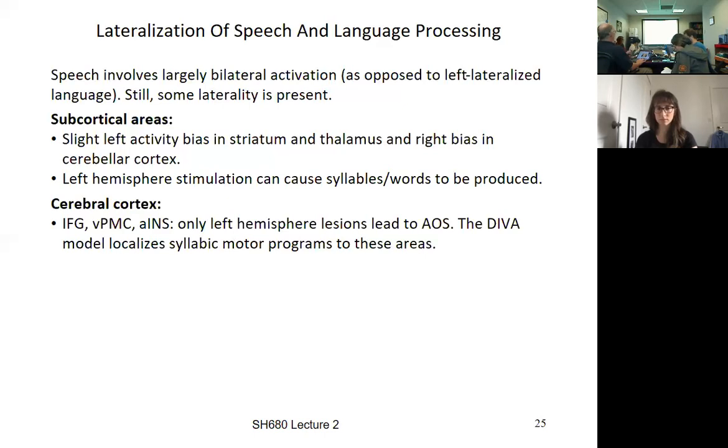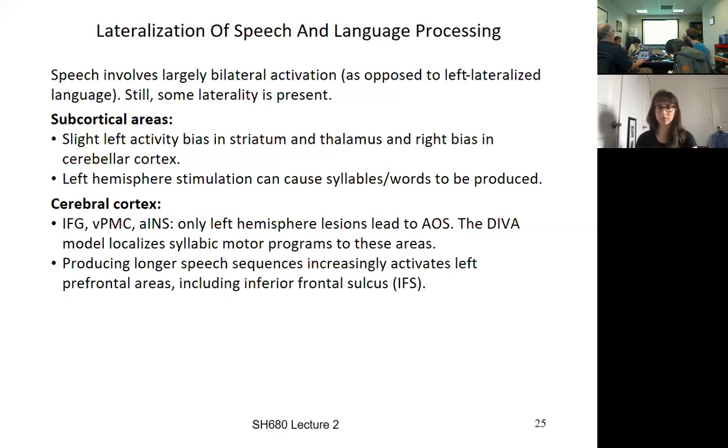In the cerebral cortex, the most clear-cut thing is apraxic speech. It almost always involves the language dominant hemisphere, which is predominantly the left hemisphere. That's damage to the IFG, VPMC, or anterior insula, all of which are probably involved in speech motor programming and planning to some degree. And that seems to be left lateralized in cortex pretty strongly.